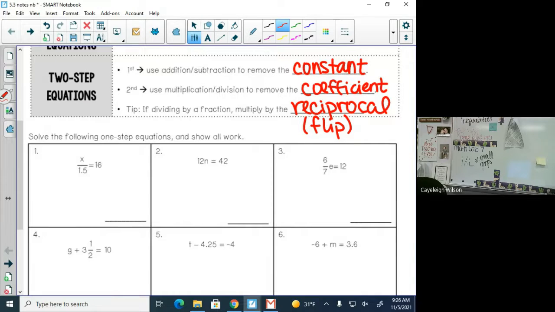All right, so we're going to quickly go through a few of these since it is review. We're not going to spend a whole lot of time on it. I'm going to kind of pick and choose what we do. All right, so number 1, x over 1.5 is equal to 16. What operation is that fraction line? Division. So that's actually x divided by 1.5. So the opposite of dividing by 1.5 is to multiply by 1.5.